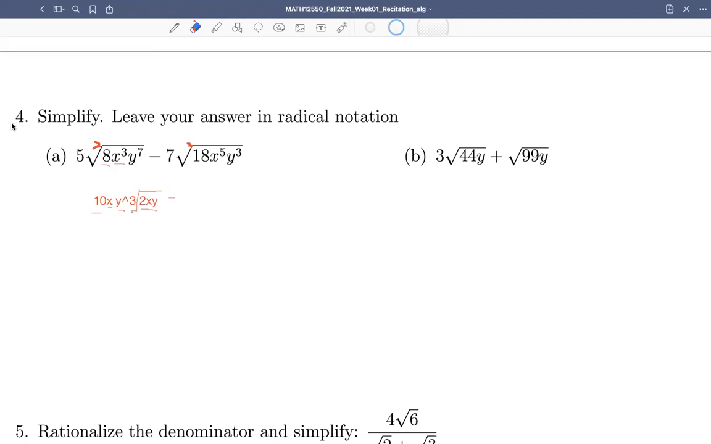Okay, for the second one, we do the same. Square root of 18 is 3 radical 2, because 18 is 9 times 2. Square root of 9 is 3. 3 times 7, that's 21. X raised to 5 can be split as x to the 4th power times x. So we get an x squared out, and then we get a y out. What's left inside? 2xy. So let me put it in the radical sign.